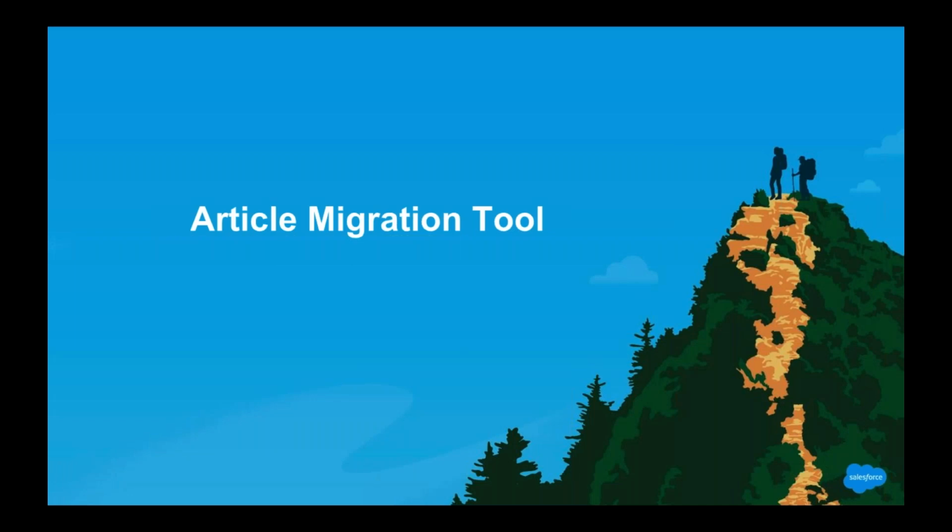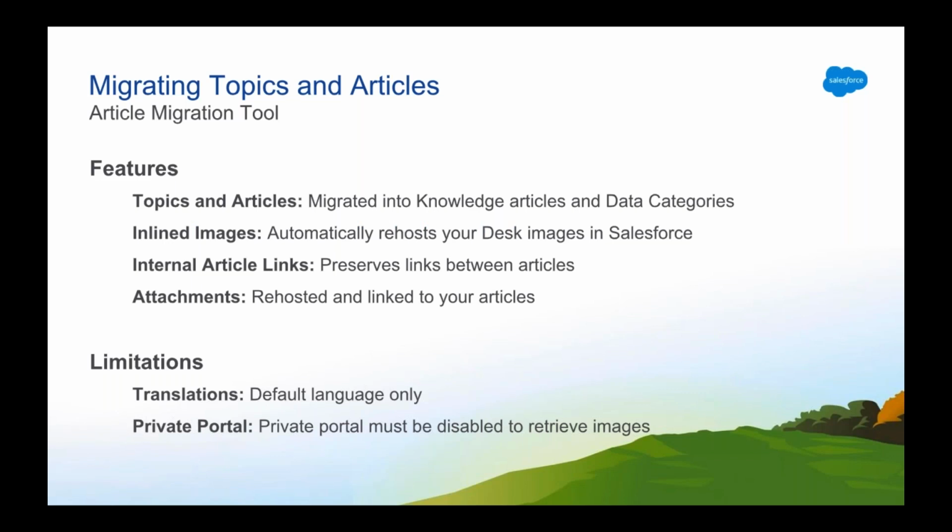All right, so let's talk about the article migration tool. This is a tool that was built by our team and came out a couple months ago. Basically, it migrates your Desk topics and articles into knowledge articles and data categories in Salesforce. Why? Knowledge is the default content management product in Salesforce, so it's obvious to migrate the articles into it, but topics are going into data categories.